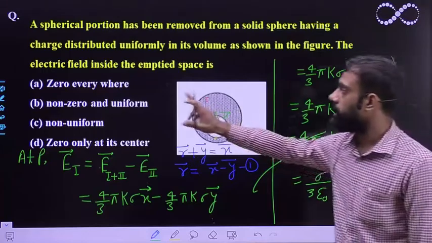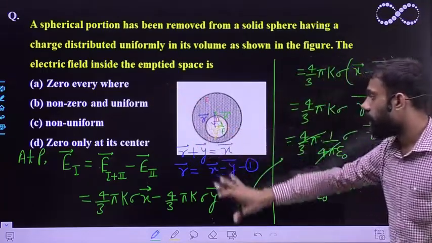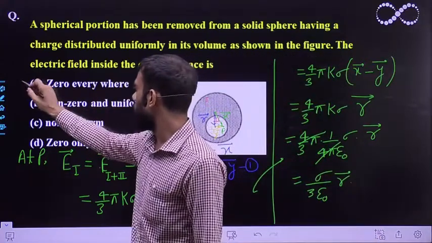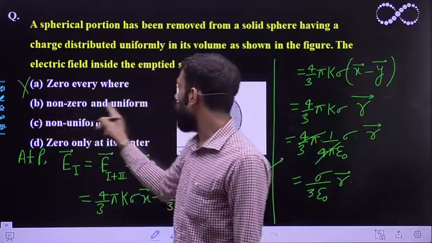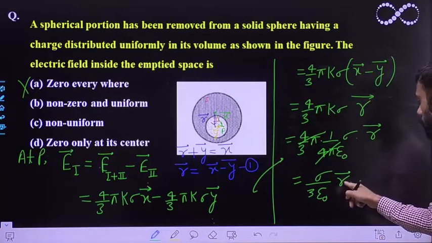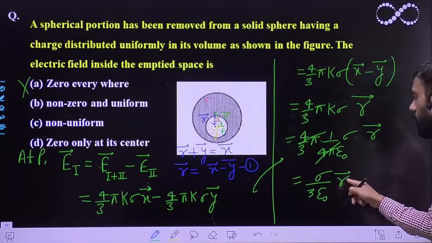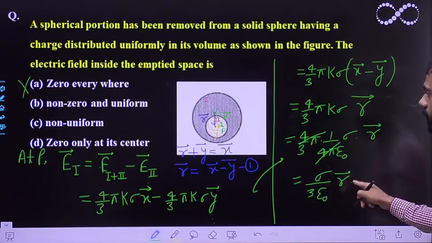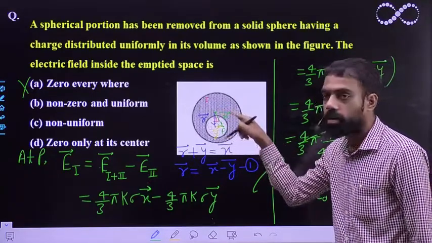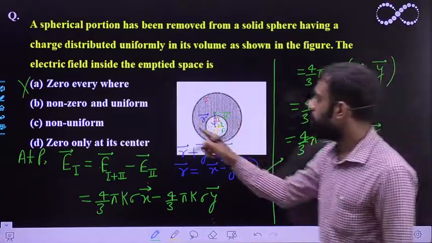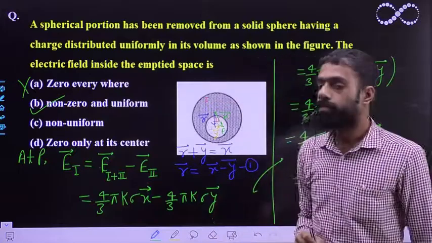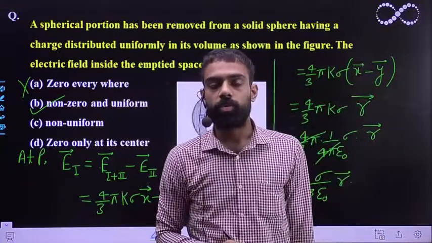Now I can see the options. Option A, 0 everywhere, this is wrong. Non-zero and uniform, this is correct, because the electric field inside is coming out uniform. R vector is constant because R vector is the position vector of the center of the cavity with respect to the center of the bigger sphere. So non-zero and uniform will be the answer. Okay students, I hope you understood this question.